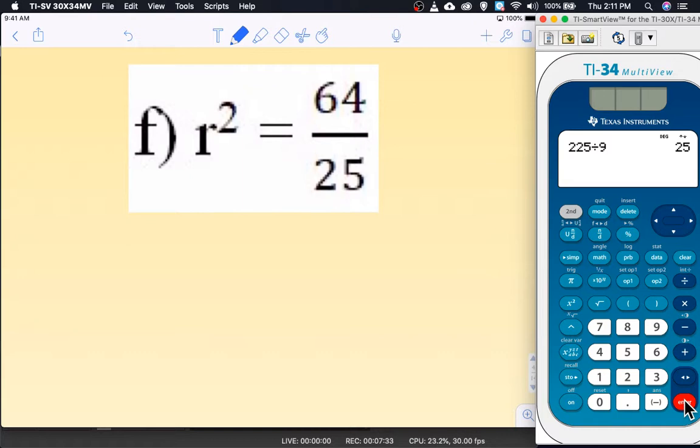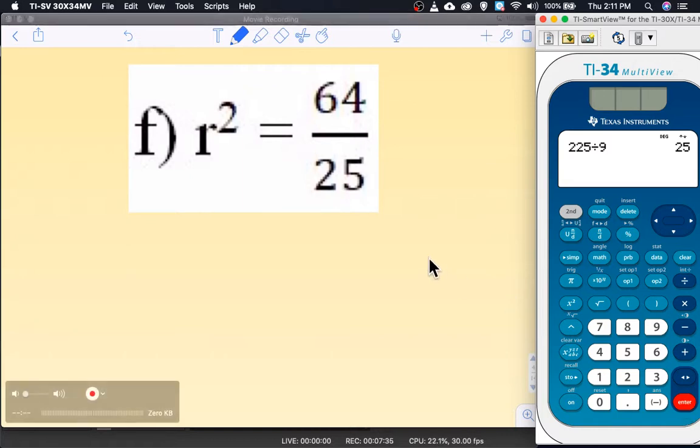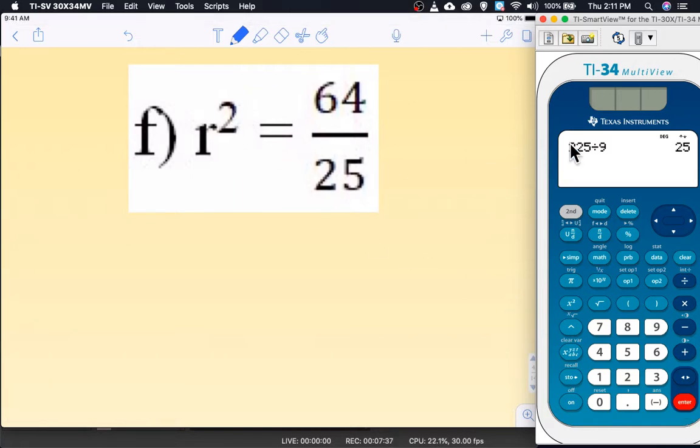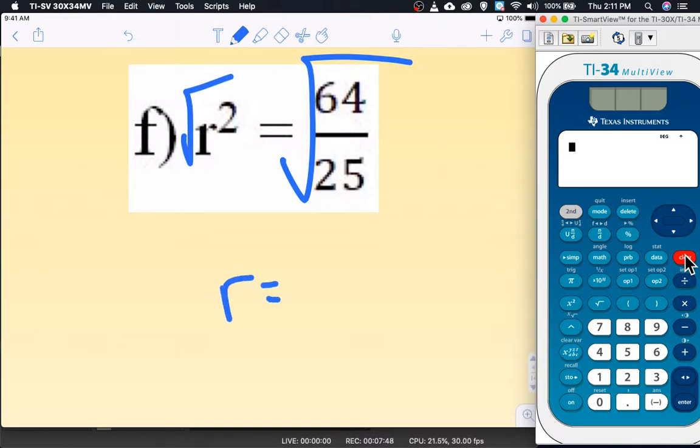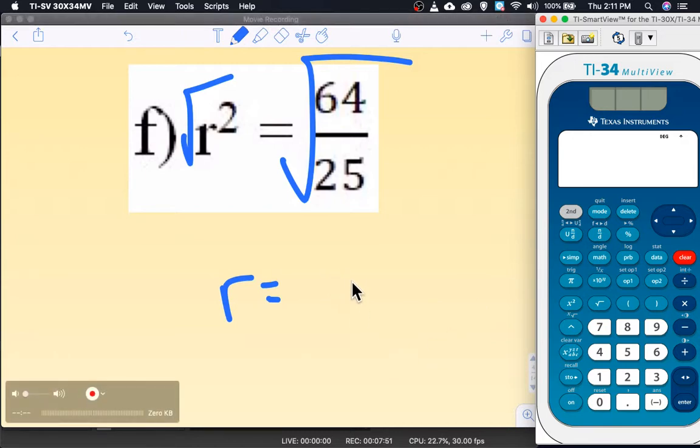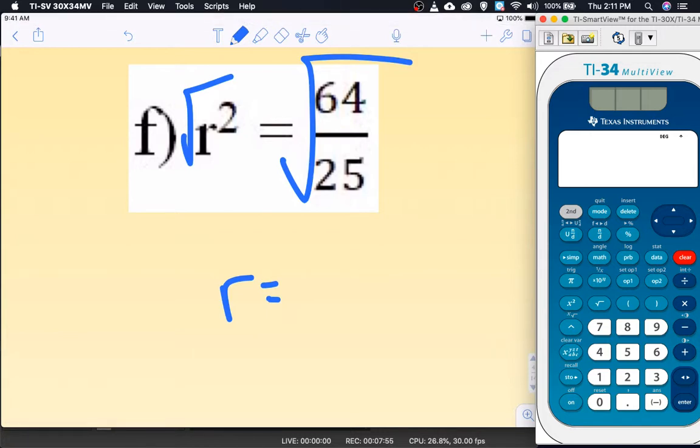My variable is already by itself, except for the exponent here. So I'm just going to start by square rooting both sides. But this is a little bit different than what we've ever seen before, I'm pretty sure. I'm going to get r equals, but as far as what I get over on my right-hand side, we can actually do this by hand. I can throw in the calculator square root fraction 64 over 25, and I get that.